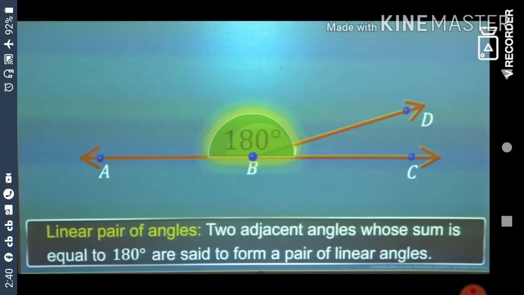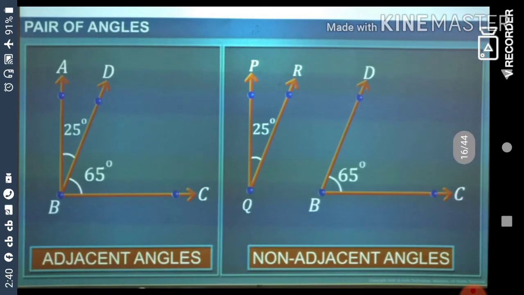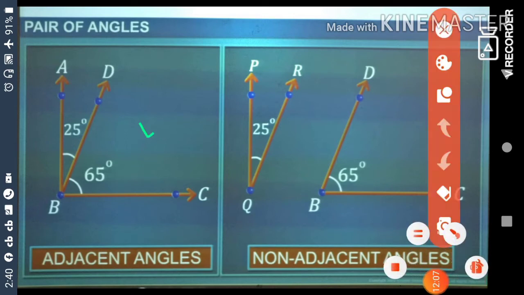So what is linear pair? Maybe it is clear to you by seeing the diagram. Two adjacent angles whose sum is equal to 180 degree are said to form a linear pair of angles. Now once again, let me repeat adjacent angles. 65, 25. Here what sum is coming? Just check this first one I am talking about. 65 plus 25, how much? 90 degree. But still they are adjacent angles. It can be a different sum also.